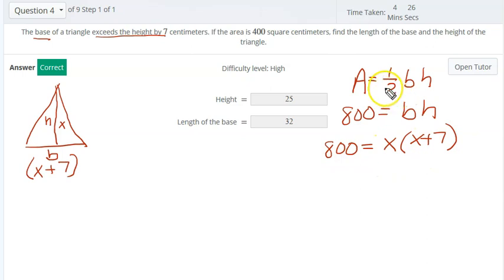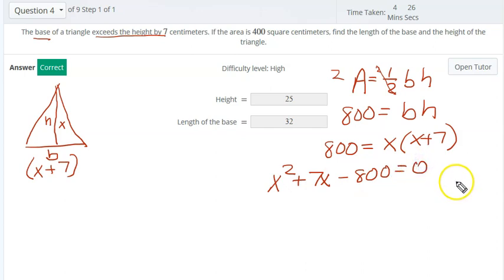So again, getting rid of that fraction helped. We had to multiply both sides by 2. Here, the 2's cancel out. And we just take whatever the area was, which was 400, double it, and then this will eventually become x squared plus 7x, just distributing. And I'm going to bring this over to this side, minus 800 equals 0. Now again, these can all be factored because they're nice whole numbers, but you could use the quadratic formula.